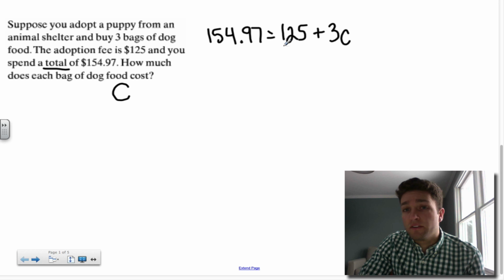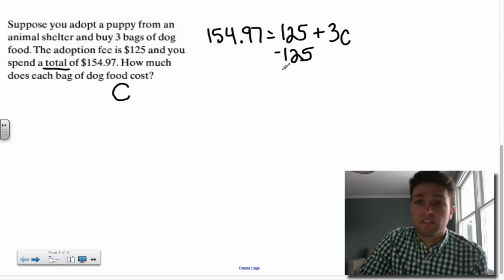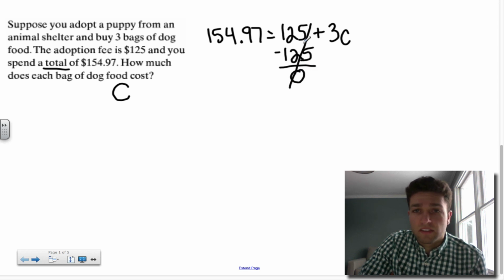I'm going to undo in the reverse order of operations. So the first thing I'm going to undo is this addition. I'm going to get rid of this 125 by subtracting it out. 125 minus 125 is 0, so that essentially eliminates it from the problem. But whatever you do on one side, make sure you do it to both. You want to keep your equation balanced.